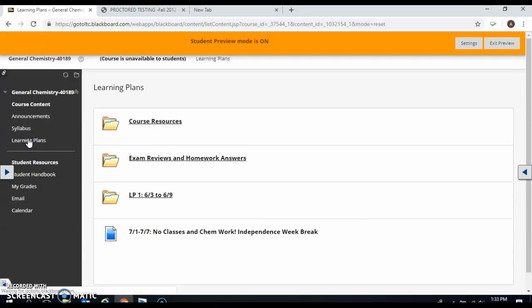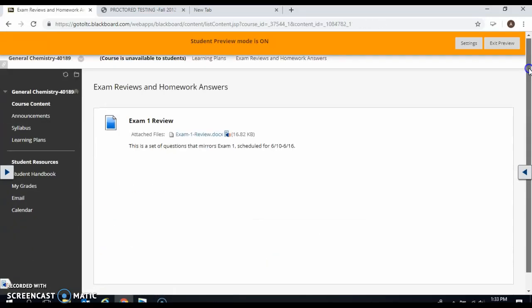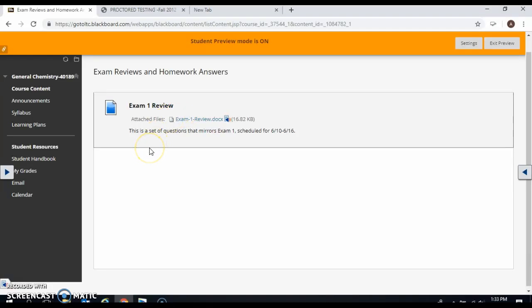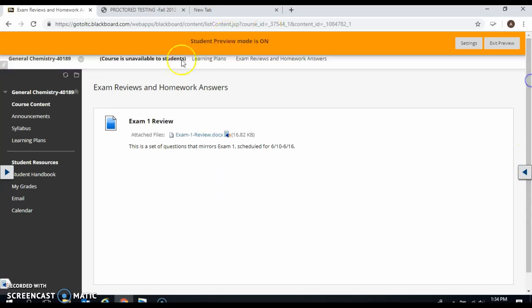One of the things I haven't shown you yet is exam reviews and homework answers. So exam 1 review is a very, very quick review on how exam 1's questions are going to look. Okay, now this is just a sample, so obviously it's not going to be all encompassing. Okay, the other thing is, once you submit your homework, I will then post answers to that homework. Okay, so then you will be able to view the proper answers to your homework. Okay, so again, this is how your course site is going to look in Blackboard.